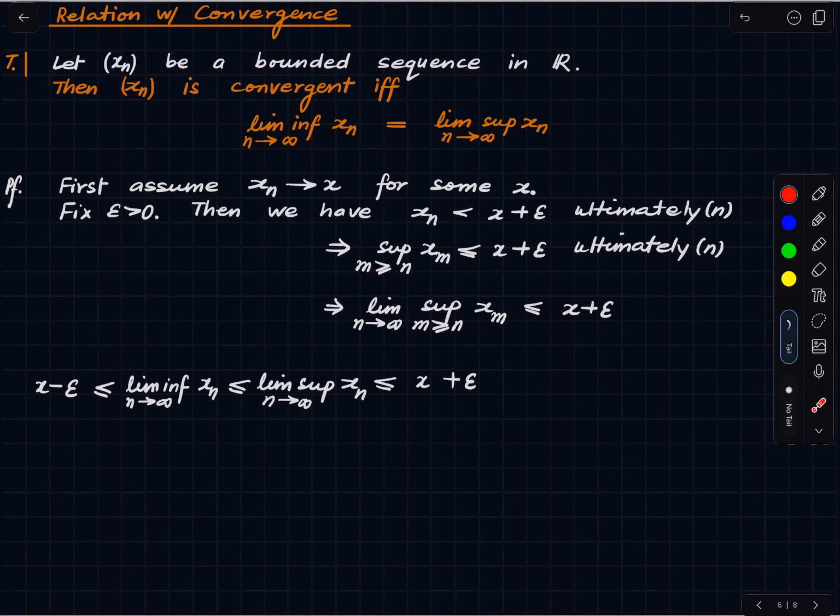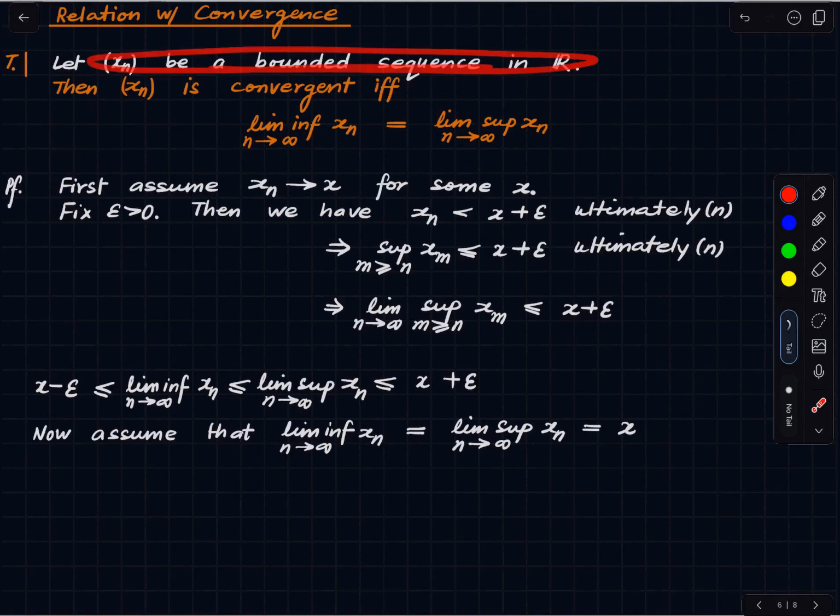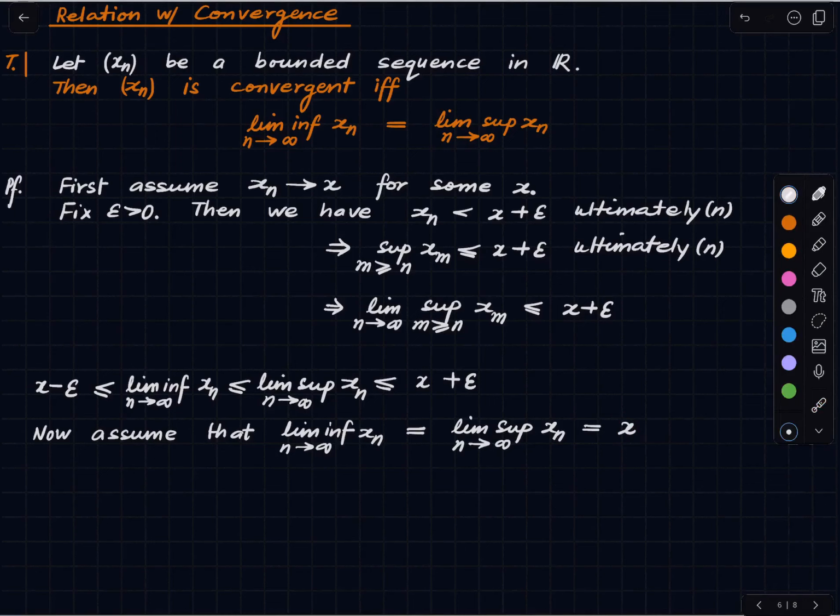For the other direction, assume the two limits agree. This is equal to x, and x has to be a real number. Why? Because we have a bounded sequence. If you have a bounded sequence, this thing cannot be minus infinity or plus infinity, and same for this. Both of them have to be real numbers, and therefore x is a real number. It's not some extended real number. Okay, so let's just look at the second one. Looking at this one, call it star.